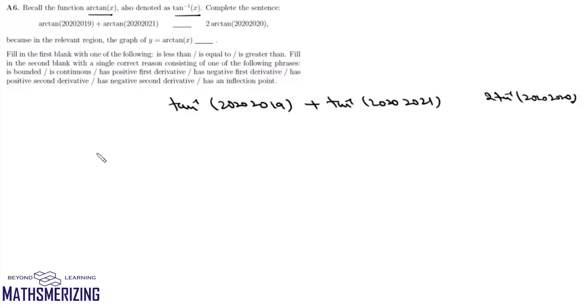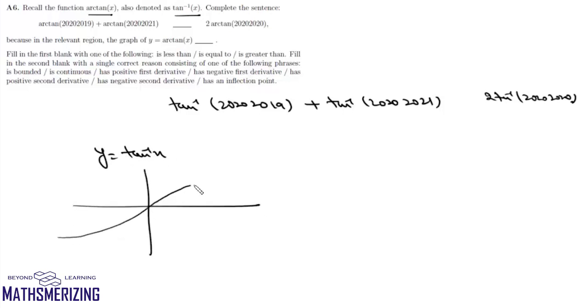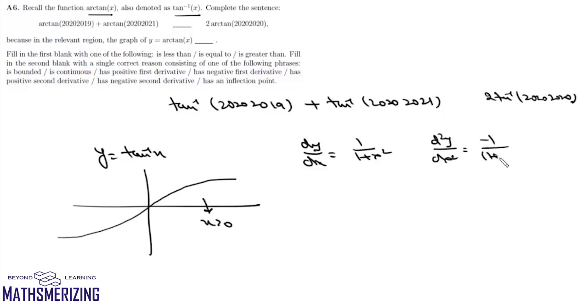Now if we look at the graph of tan inverse x, the graph of tan inverse x is concave down when x is greater than 0. Also, we can differentiate this function and we can write dy by dx as 1 upon 1 plus x square, and its second derivative d square y upon dx square will be minus 1 upon (1 plus x square) whole square into 2x, which again is less than 0 whenever x is greater than 0. So if x is a positive number, this function is concave down.